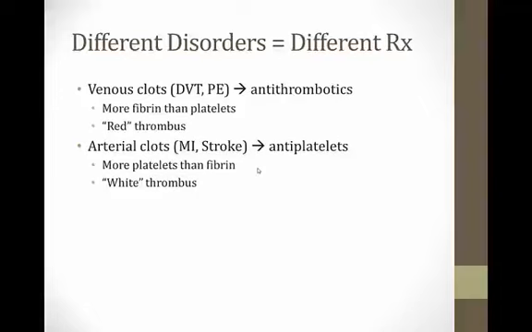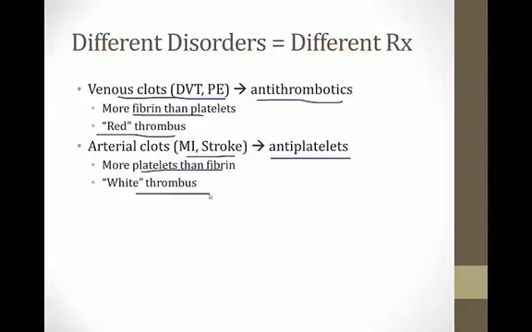One way to keep straight which drugs are used in which disorders is to think about whether they are venous clots or arterial clots. Venous clots like deep vein thrombosis and pulmonary embolism are more often treated with antithrombotics. The clots in these disorders tend to have more fibrin than platelets, and we sometimes call them red thrombus. Arterial clots like those in MI or stroke are more often treated with antiplatelets. These blood clots have more platelets than fibrin, and we sometimes call them white thrombus, but this is just a rule of thumb and it doesn't hold up 100% of the time.